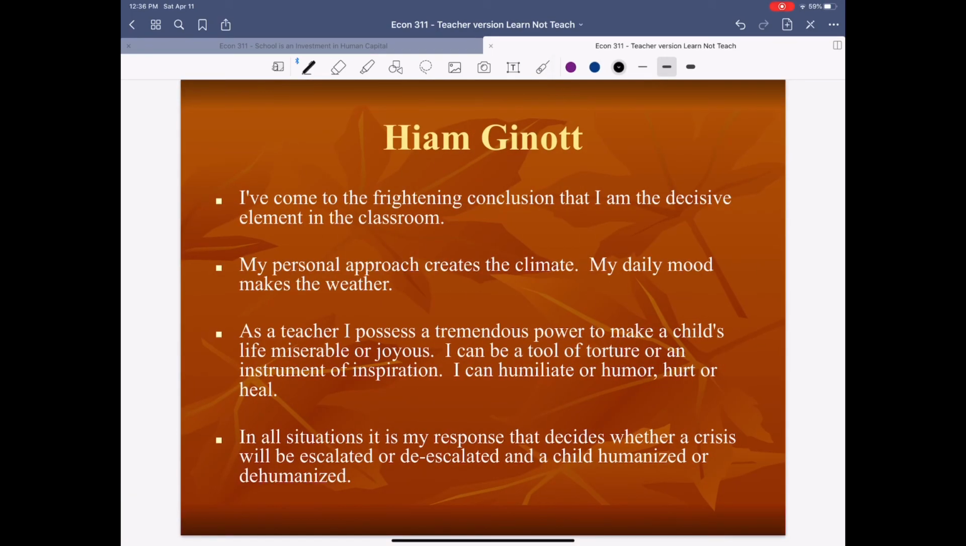Finally, there's a quote here from Haim Ginott, and he says a few things about his presence as a teacher in the classroom. "I've come to the frightening conclusion that I am the decisive element in the classroom." Decisive element. And I like the use of the word element because it is a force in the classroom that cannot be denied. The teacher, the mood, everything the teacher brings to the classroom is the primary focus of learning, the primary mover of learning in the classroom.